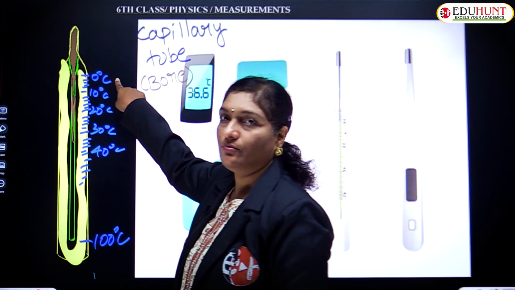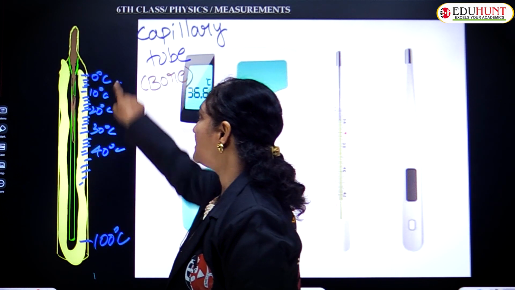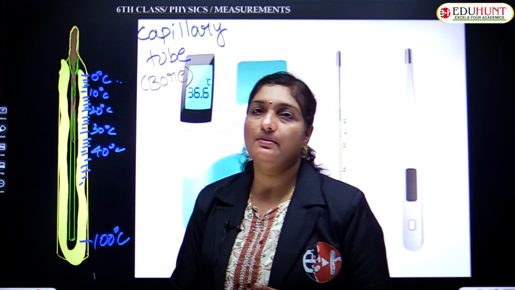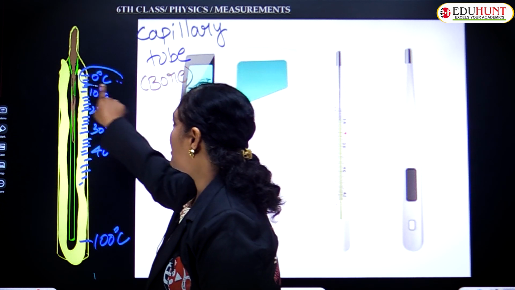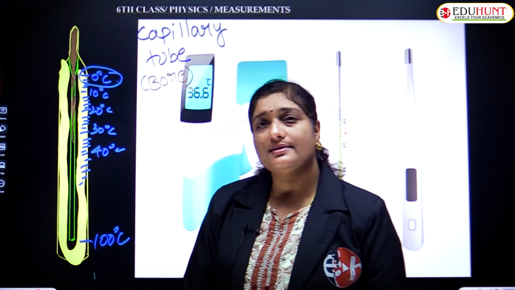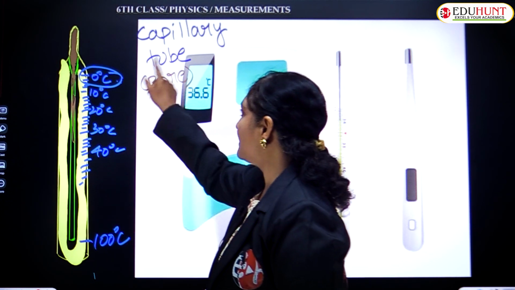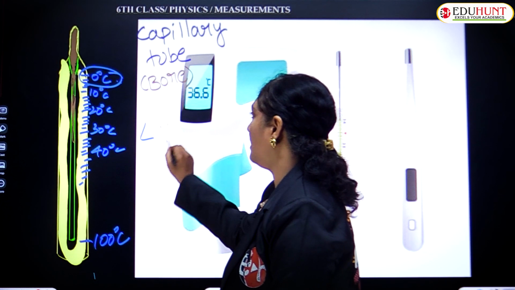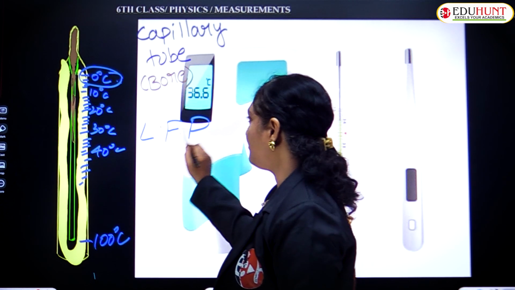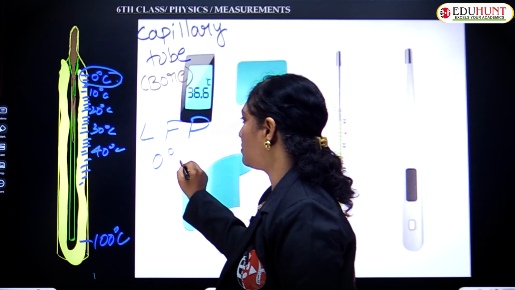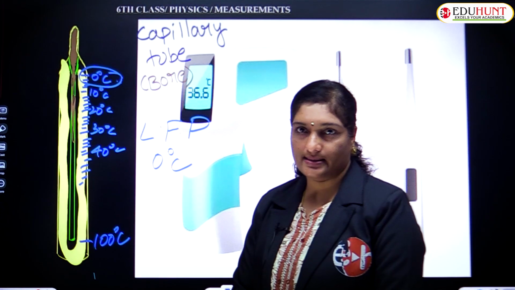the lower value, the lower fixed point, the lower reading. This is called a lower fixed point or lower standard point, which marks 0 degrees Celsius. What is 0 degrees Celsius? Do you know, children? At 0 degrees Celsius, ice starts melting. Hence, this lower fixed point is also simply written as LFP. Lower fixed point is nothing but 0 degrees Celsius, which represents the melting point of ice.